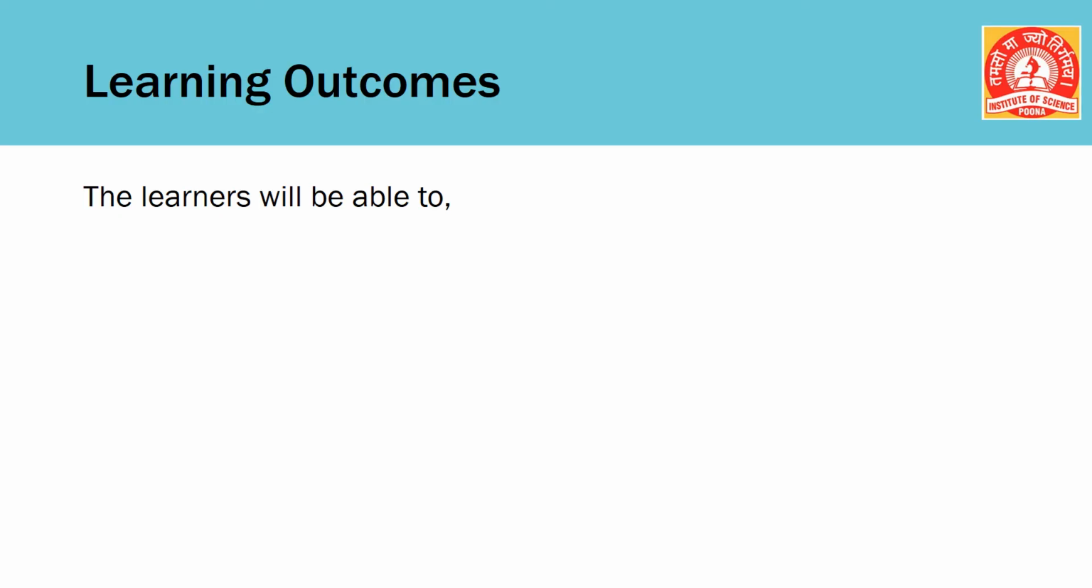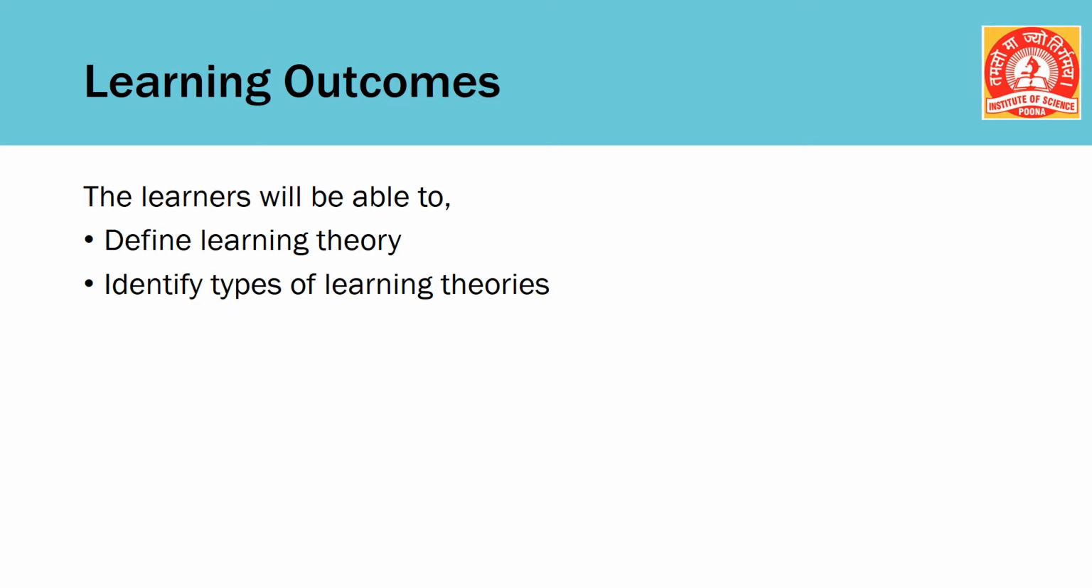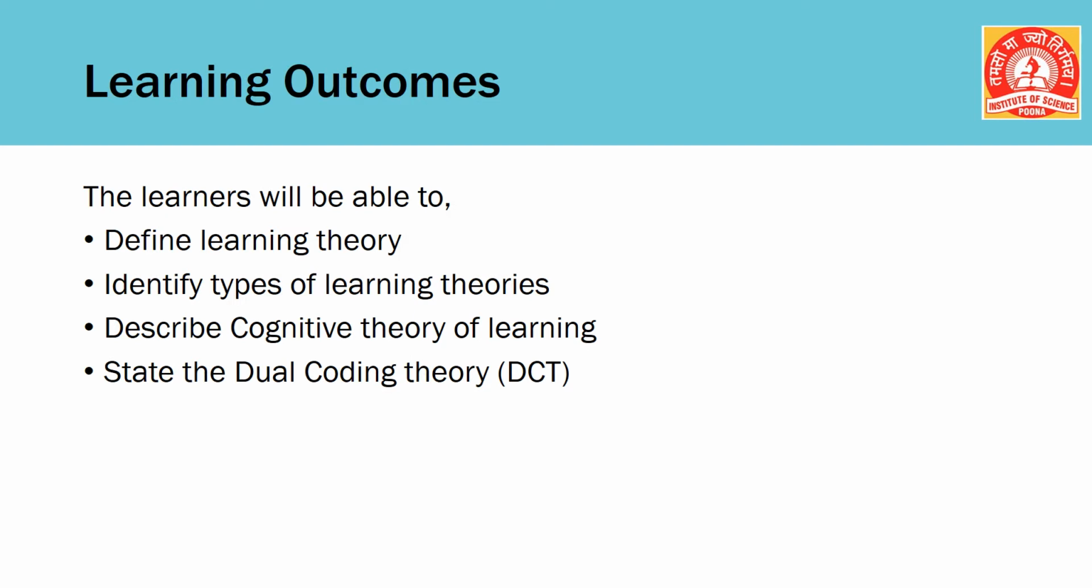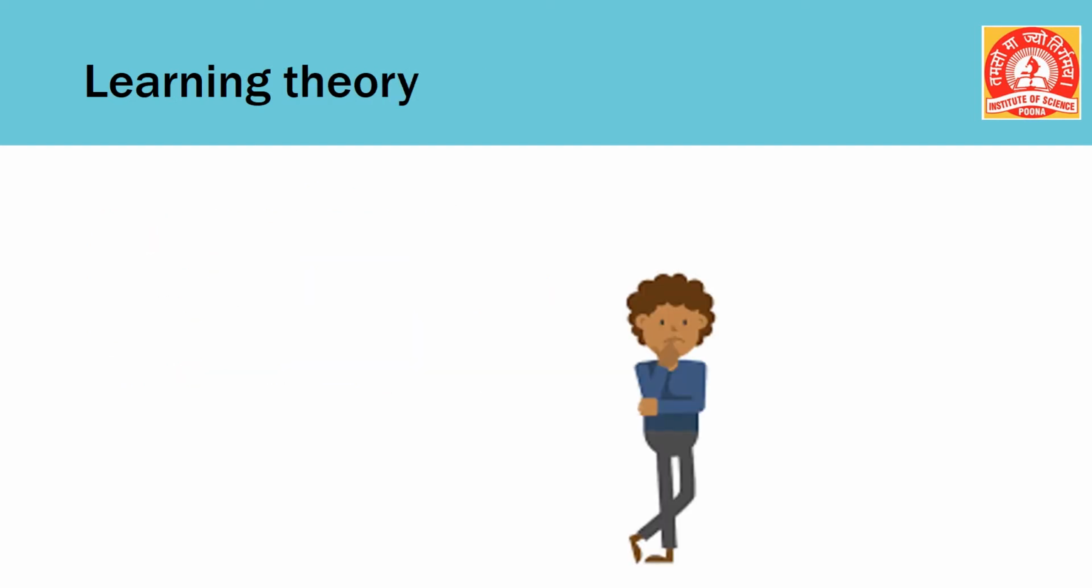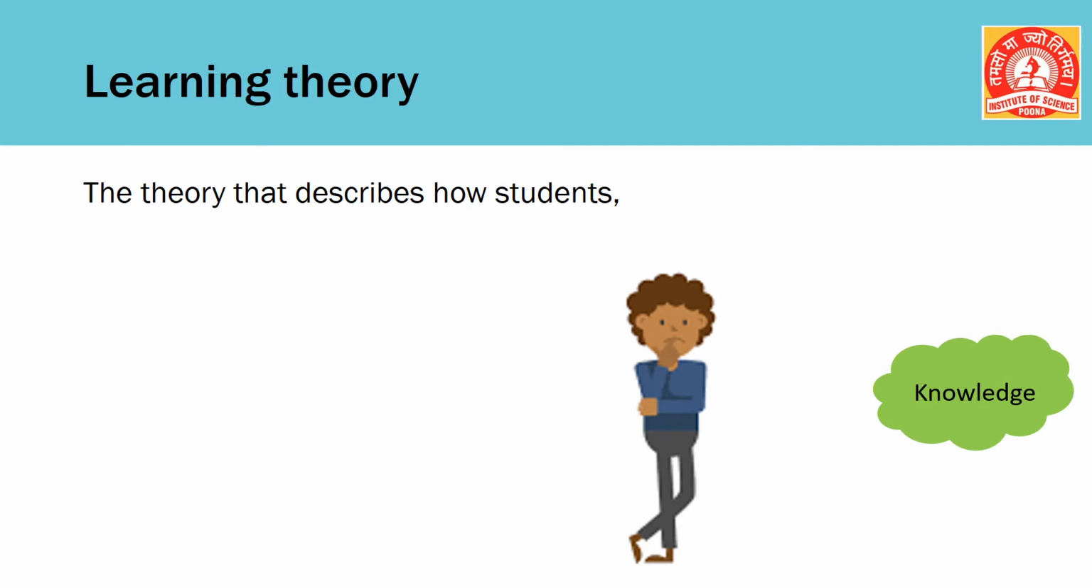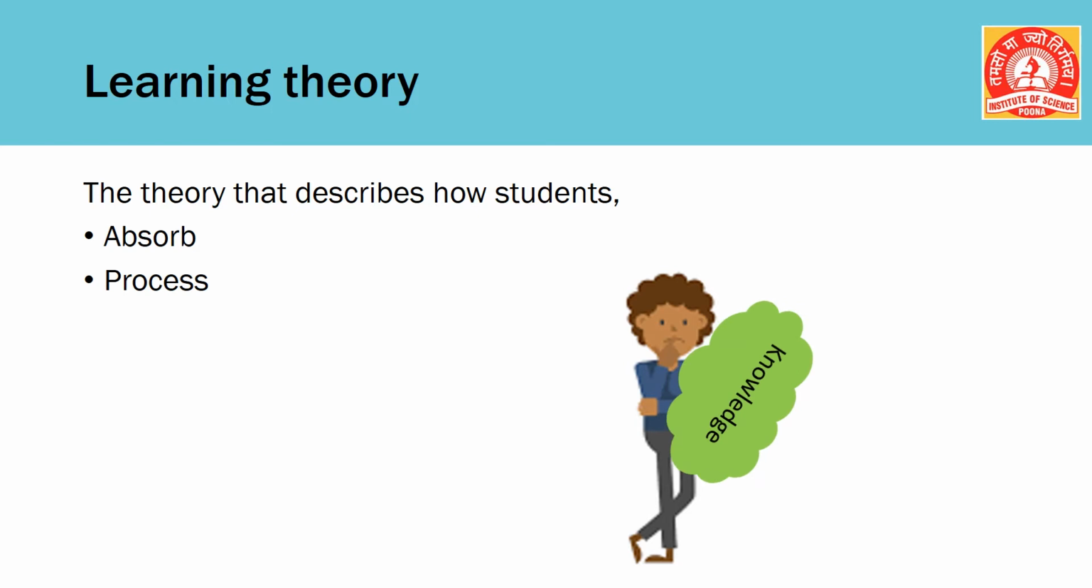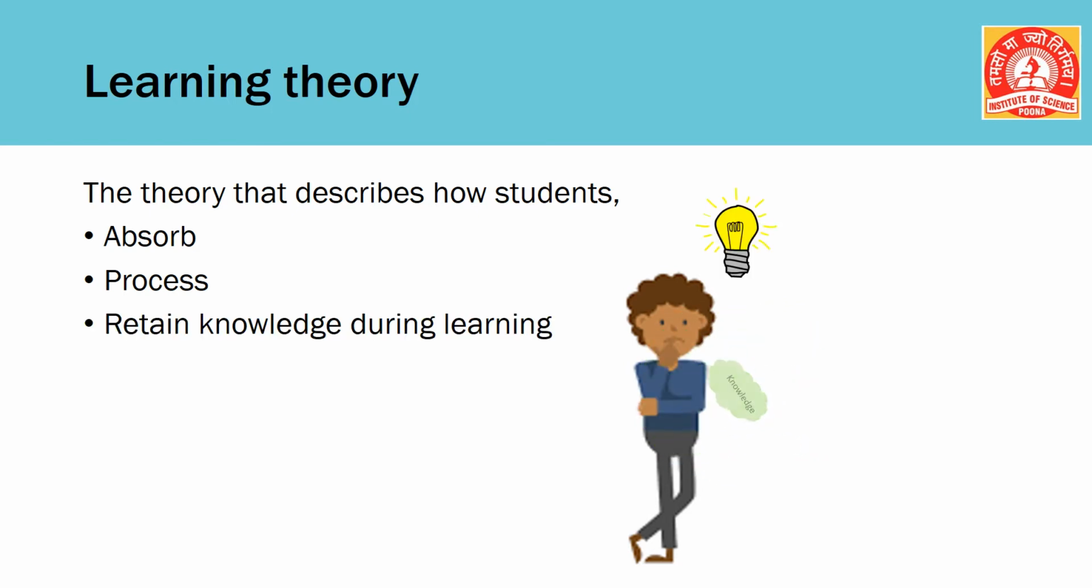At the end of this session, the learners will be able to define learning theory, identify types of learning theories, describe cognitive theory of learning, and state the dual coding theory. Let us first understand what is a learning theory. It is the theory that describes how students absorb, process, and retain knowledge during the learning process.